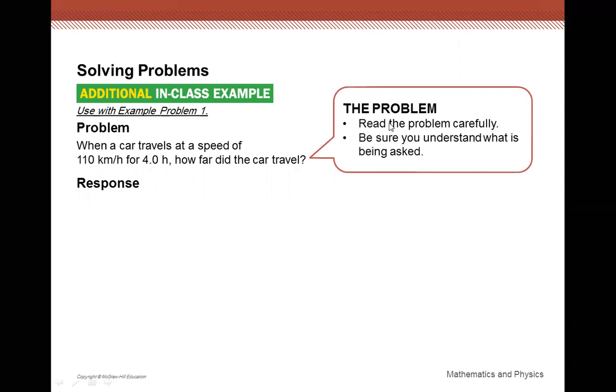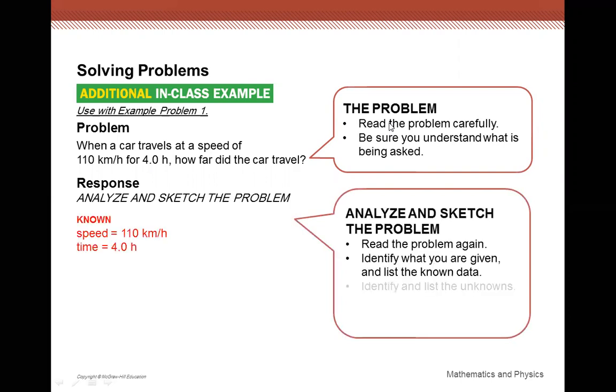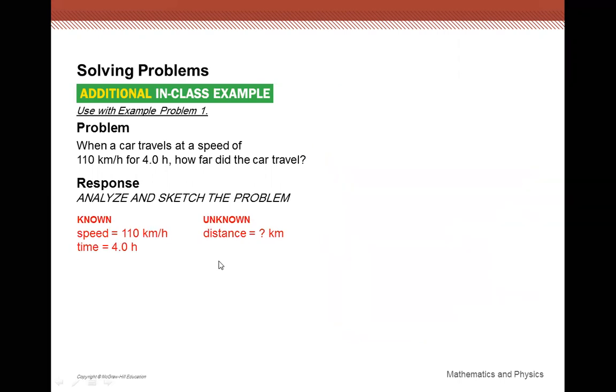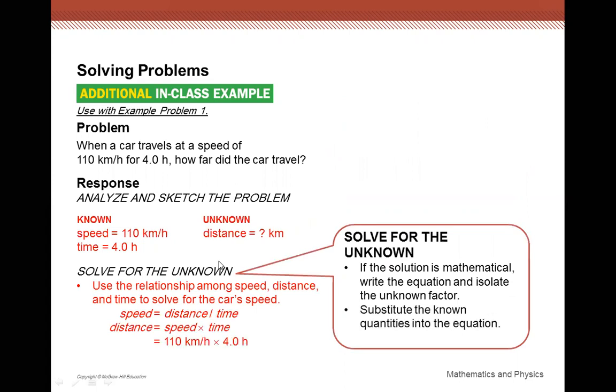First I have to read the problem carefully and be sure that I understand what is being asked. Number two, I have to analyze what I have and read it again to identify what you are given in the problem. What is known and unknown here? I have the speed and the time, but I don't have the distance. Then I will write the formula that I know for the speed, which equals distance divided by time. So to get the distance, I will multiply speed by time.